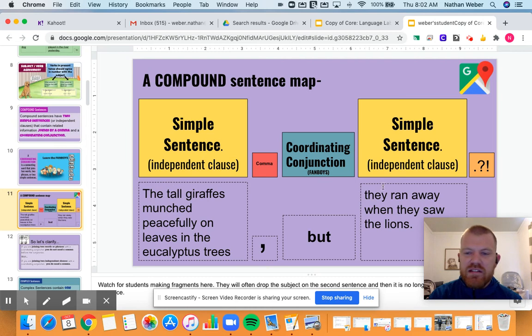So both these sentences could stand alone on their own, but they also make sense with a comma and a coordinating conjunction. So a compound sentence map, and this might sound confusing at first, includes a simple sentence, and then a comma, and then a coordinating conjunction, followed by a simple sentence, and then, of course, your punctuation at the end. Okay? So we're going to have some opportunity to practice this later today. Please pause and write down this compound sentence map, and that'll conclude the note taking for today.